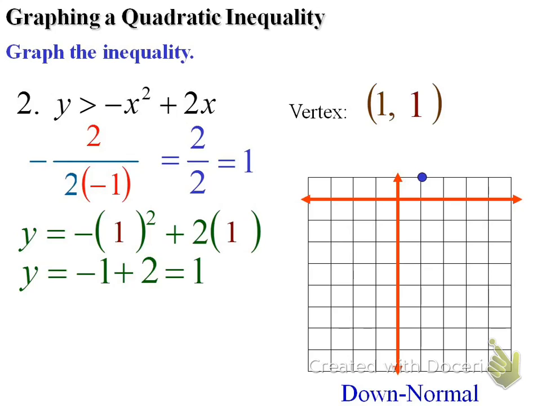Now, what are some other points we can find out? You can put 0 in. When you put 0 in, what do you get out? 0. So that'll give you the point 0, 0. It'll also give you the point 2, 0 because it's symmetric. So we have these 2 points. We just put 2 in, we got 0. So we could either put negative 1 in or 3 in. They should give us the exact same thing.